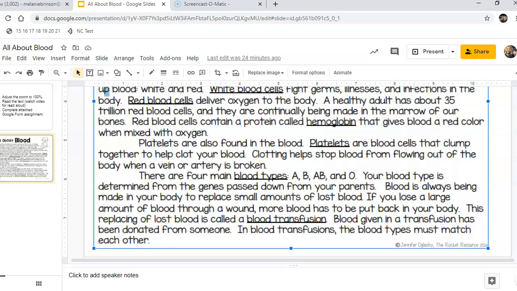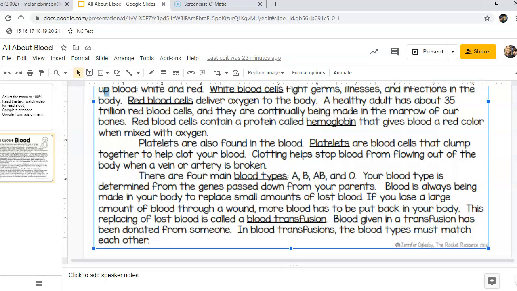Blood given in a transfusion has been donated from someone. So you'll sometimes see those buses outside the New Bern Mall collecting blood, people donating blood. That is how we get those bags full of blood to help people who need blood when they've lost a lot in the hospital.